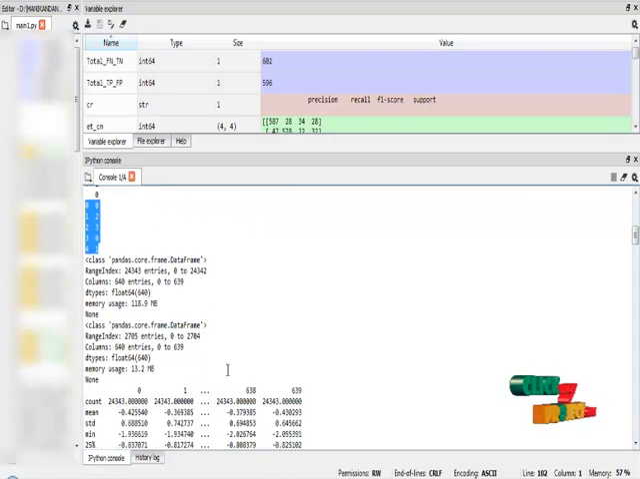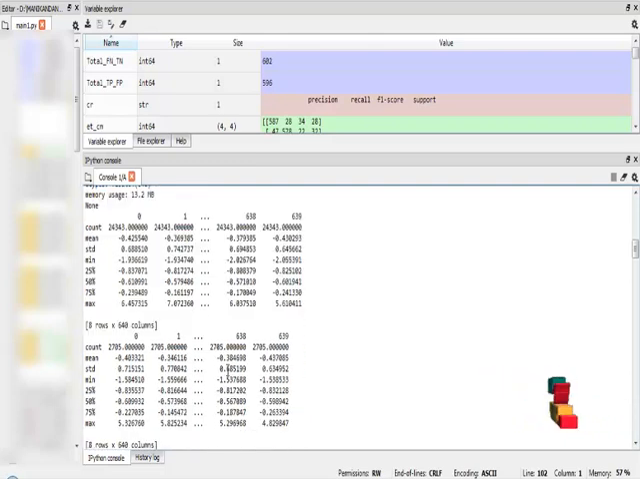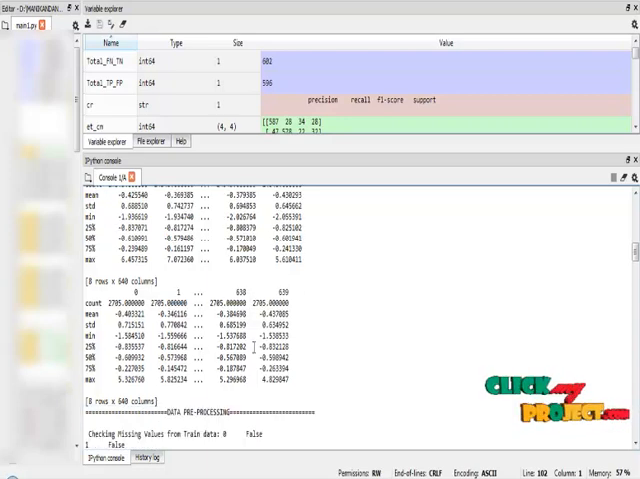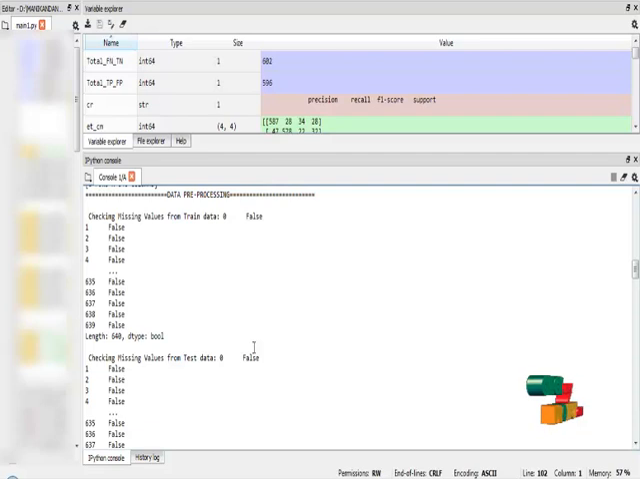After that I have to check the information about the X-train dataset and X-test dataset. So in here it contains 640 columns, and all the columns are considered as float64 data types. After that I have to check the description about the X-train dataset and also the X-test dataset. So in here we are going to find the count value, mean value, standard deviation, minimum value to maximum value for every column contained in our dataset.